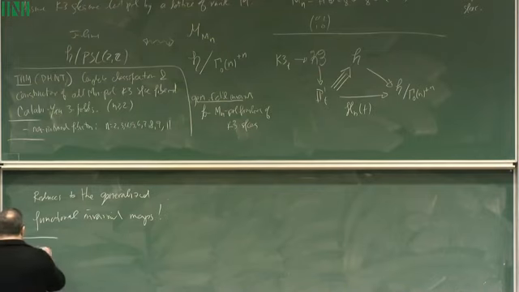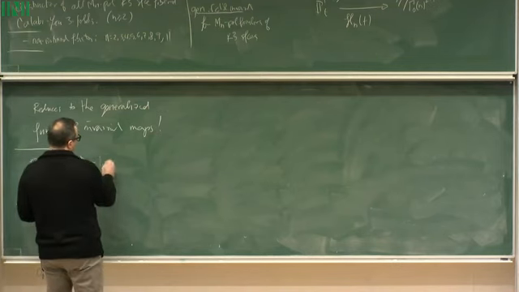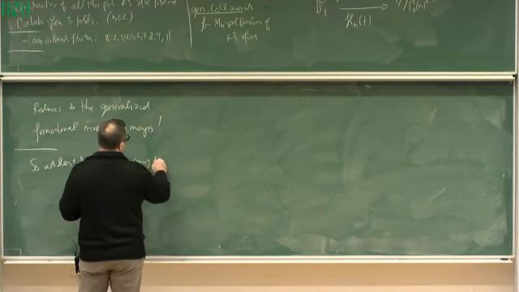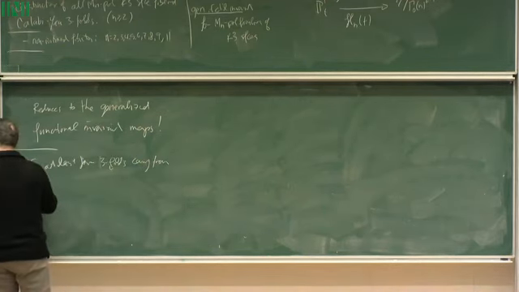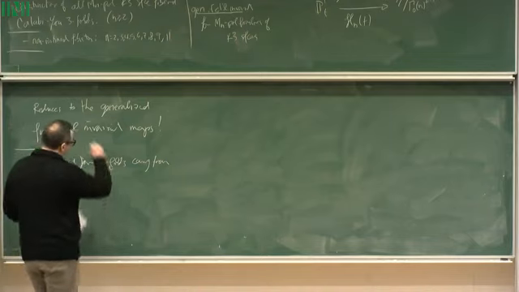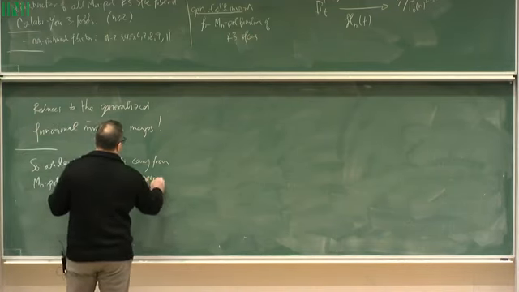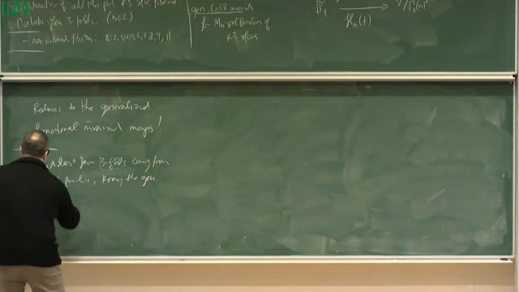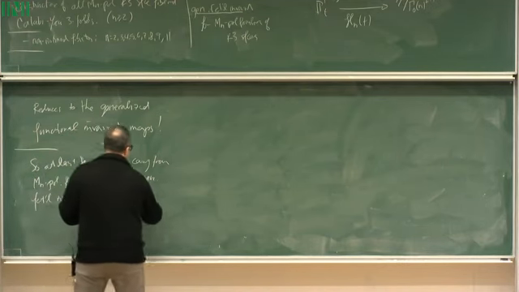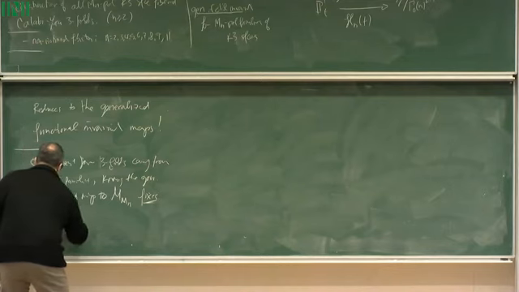But what's the upshot? So at least for threefolds coming from Mn polarized families, knowing the generalized functional invariant map to the moduli space of Mn polarized K3s fixes the geometry of the total space.